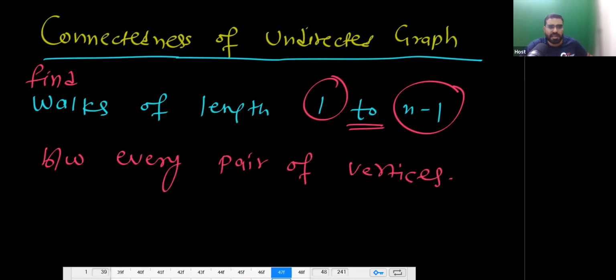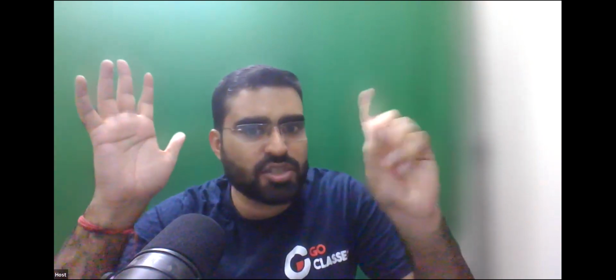Now, something interesting I'm going to do. Let's assume there is someone who knows how to find walks of length n minus 1. Are you getting my point? He does not know how to find walks of length n minus 2, walks of length 1, walks of length 2. There is some algorithm, some way you can get walks of length n minus 1.